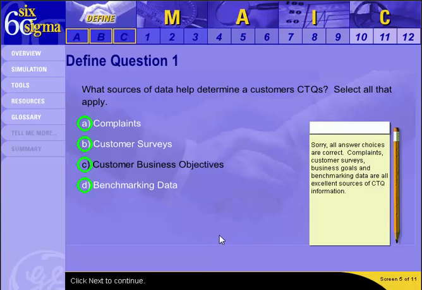Guess what? Your answer is not correct. Oh well, live and learn. All answer choices are correct. Complaints, customer surveys, customer business objectives, and benchmarking data are all excellent sources of CTQ information because they are all part of the voice of the customer. If you need to review this information, refer to Step A of Define.